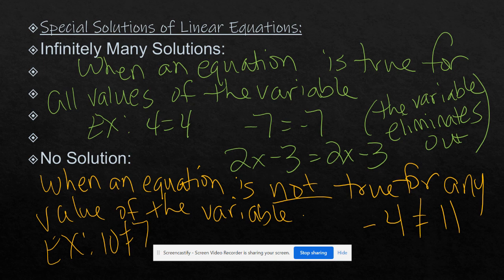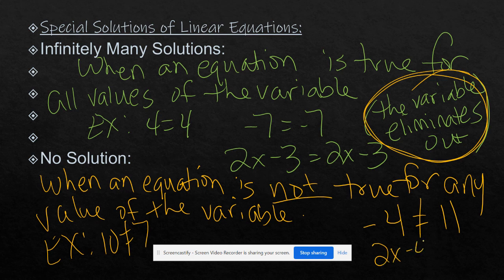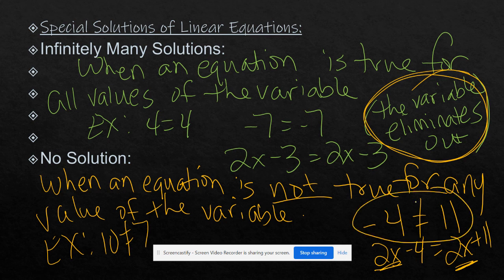And again, the variable will eliminate out usually. Or you might notice instead of the 2x minus 3 equals 2x minus 3, maybe you have 2x minus 4 is equal to 2x plus 11. The variable part is the same, and so you know they're going to add to 0, leaving you with -4 equals 11, which is not true.